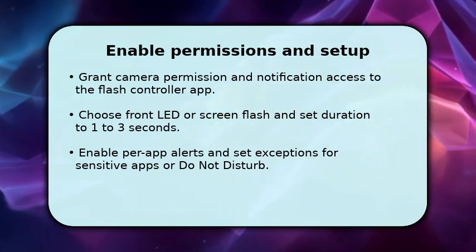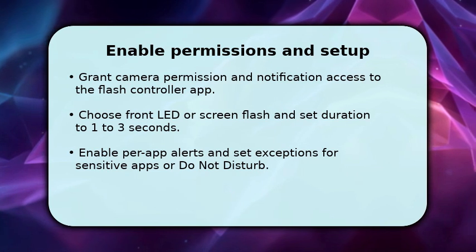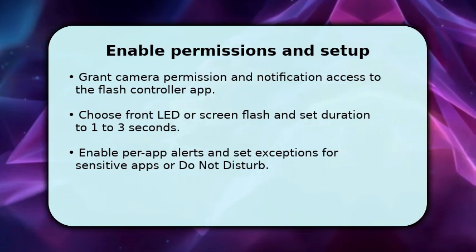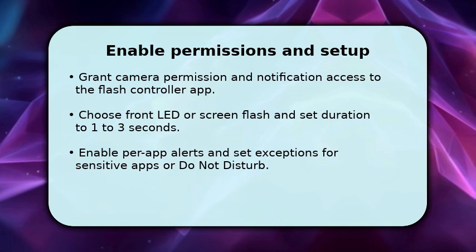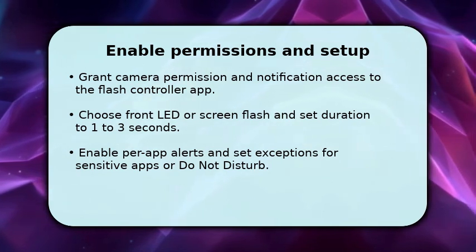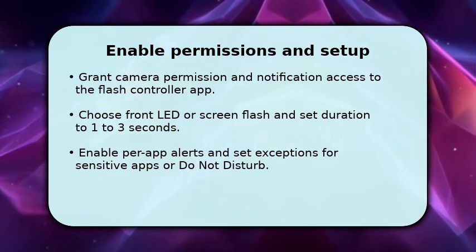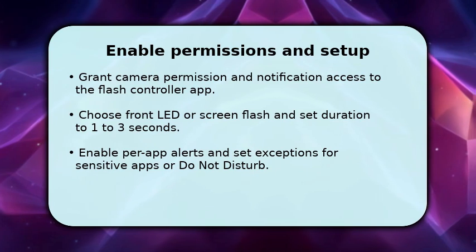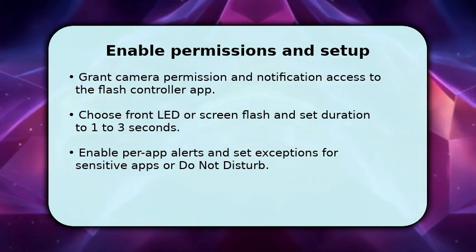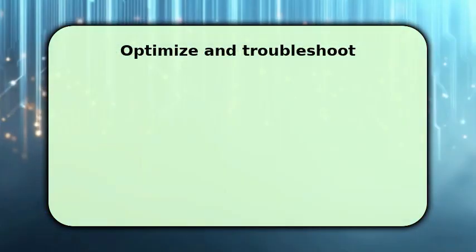Pick a flash duration from 1 to 3 seconds to balance visibility and battery use. Configure which apps trigger the flash, such as calls, SMS, or messaging apps. Add exceptions for Do Not Disturb and sensitive apps to avoid unwanted alerts at night. Test the front flash behavior across common notifications to verify reliability.